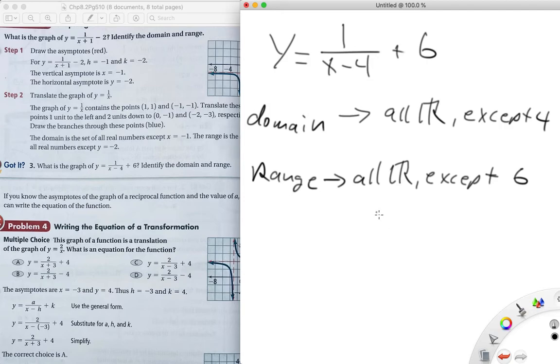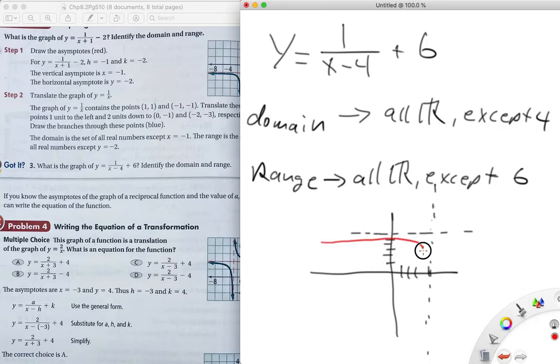All right. If I was to graph this, just eyeballing it, I have a vertical asymptote at 4. So 1, 2, 3, 4. This would be my vertical asymptote. And I have a horizontal asymptote at 6. 1, 2, 3, 4, 5, 6. So if I was to graph this, it would look like this at the asymptotes. And let's see that.